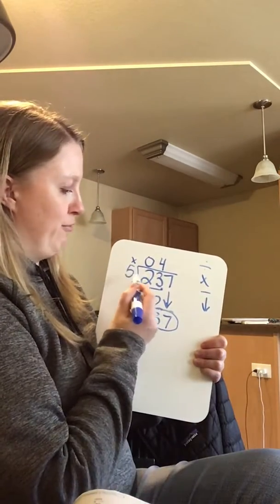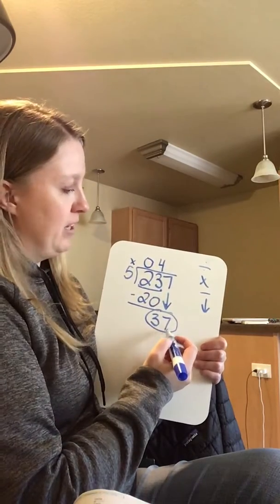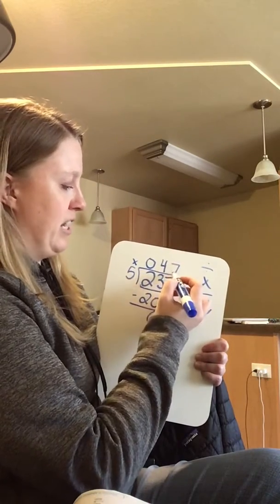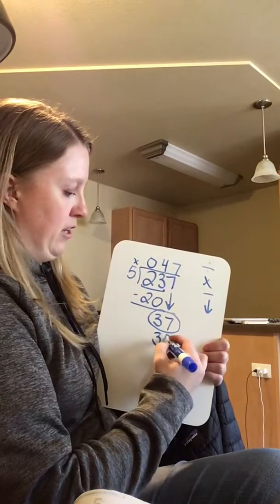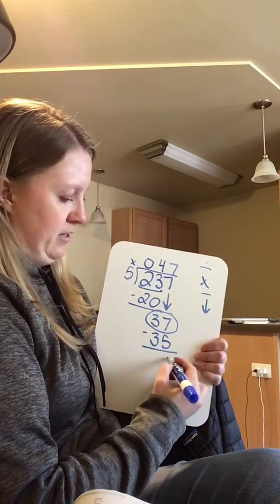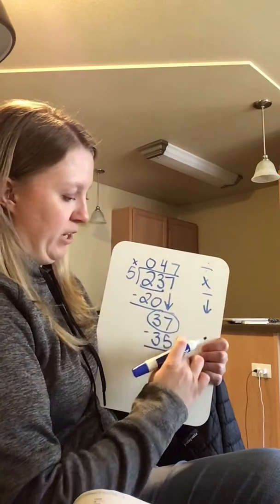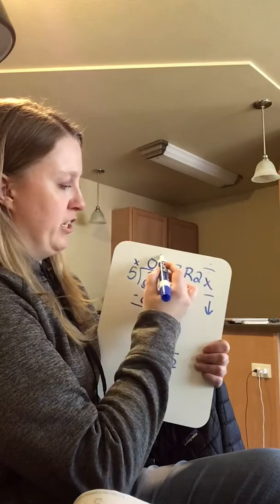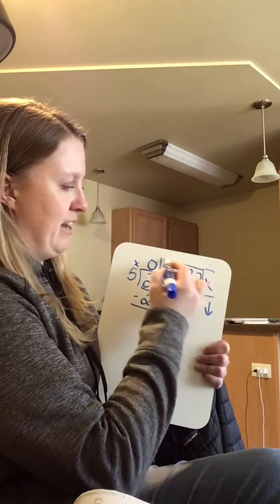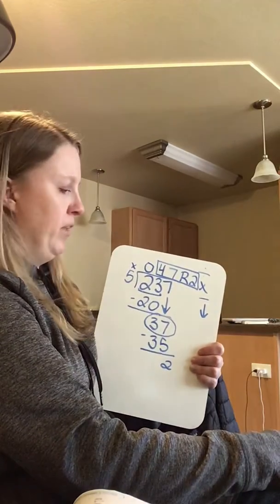How many times can 5 go into 37? It can go in 7 times. What is 5 times 7? 35. Subtract, 2, nothing left to bring down. So our quotient, our final answer, is 47, remainder 2.